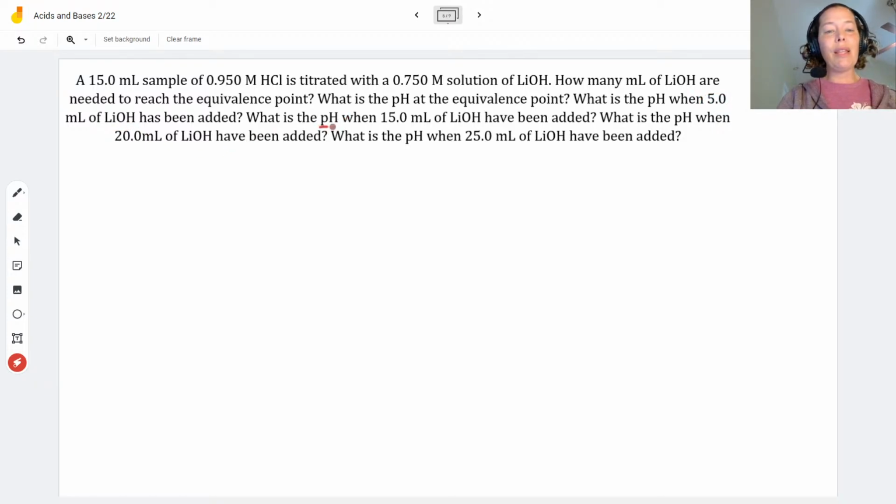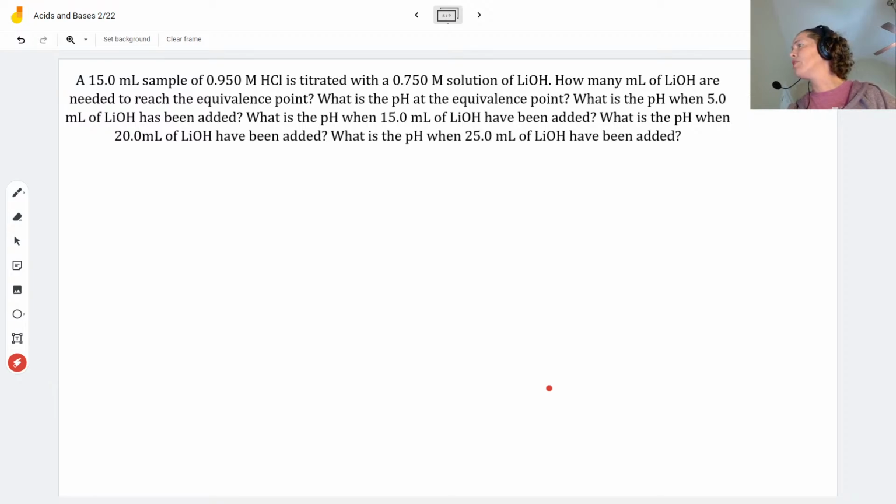And then we do the same thing, the pH at 15 milliliters, then the pH at 20 milliliters, and the pH at 25 milliliters. So this is kind of a classic titration problem, and you calculate pH at different points along the titration curve. And I hope we can get through it.